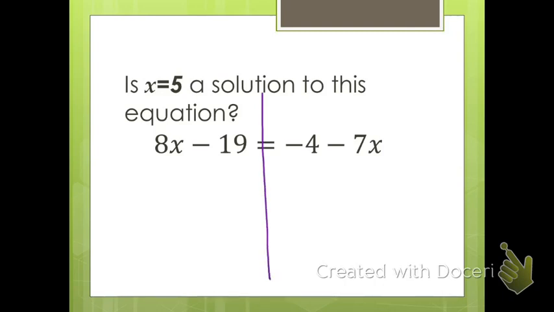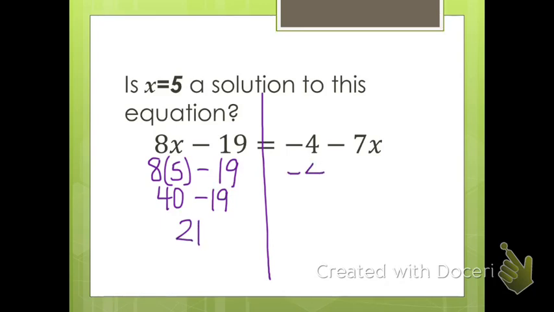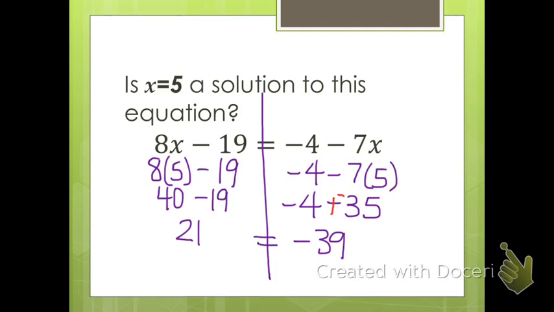If I put in x equals 5 here, I get 8 times 5 minus 19. So 8 times 5 is 40, minus 19 is 21. If I work on the right side, I get negative 4 minus 7 times 5. So I get negative 4 minus 35. And I know that subtracting 35 is the same thing as adding a negative 35. So negative 4 plus negative 35 is negative 39. These are not equal. Therefore, x equals 5 is not a solution to this equation.